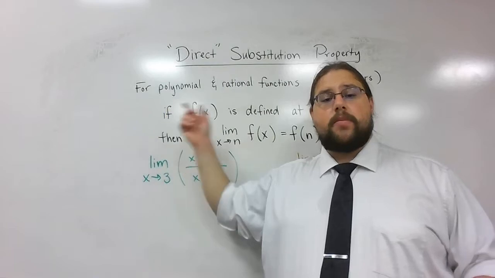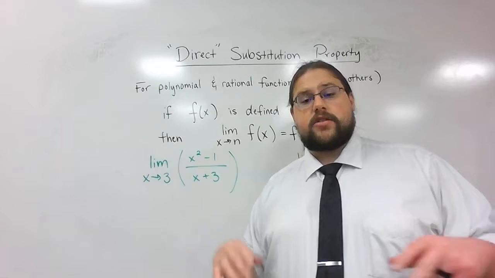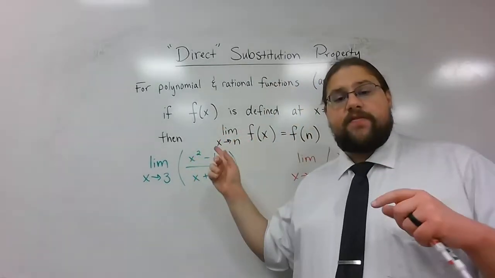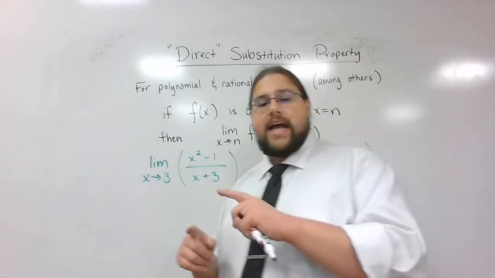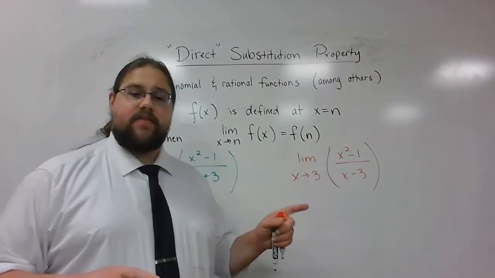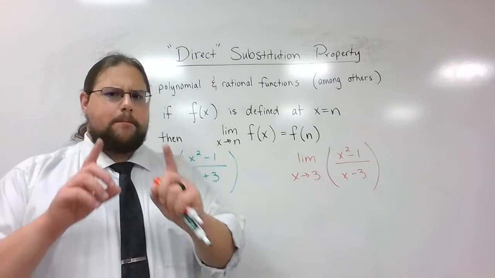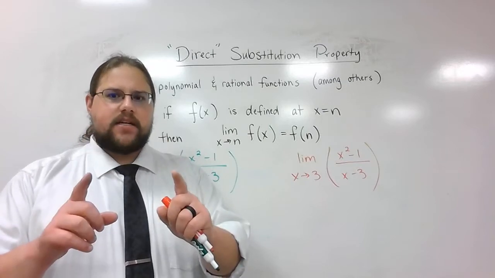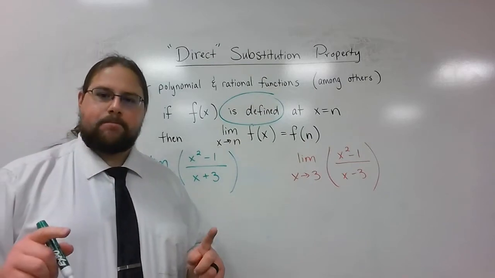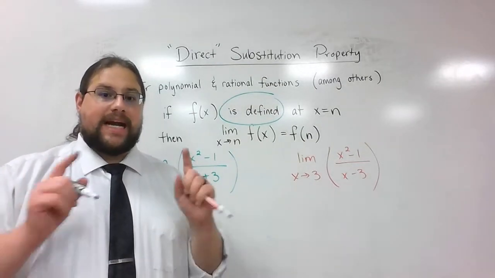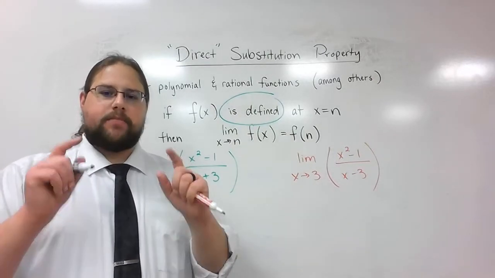So here's the thing. If you have a polynomial or rational function, or even some of the others like exponentials and logarithms, among others, if f of x is defined at x equals n, then the limit as x approaches n of f of x is the same thing as the value of the function. Now, let me point out, the big, clearly defined fact is that you have to be able to plug it in. If you cannot plug in the number and get something out, don't use it. You have to be able to plug it in and get something out.